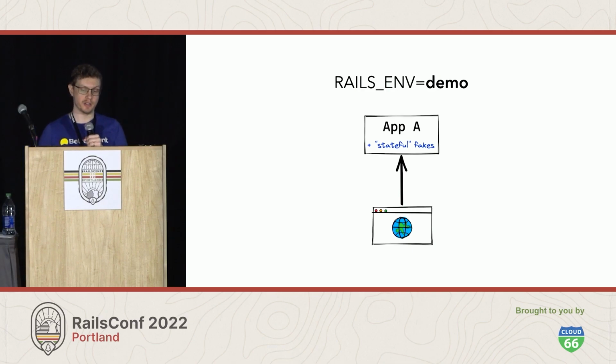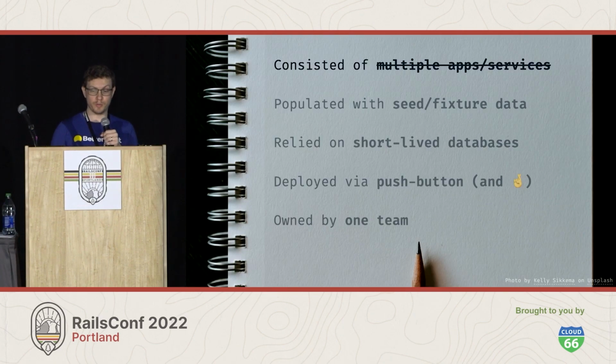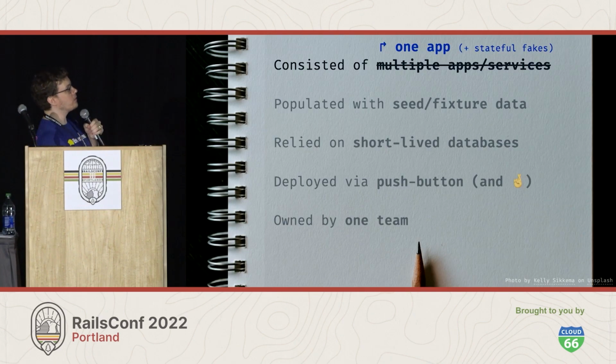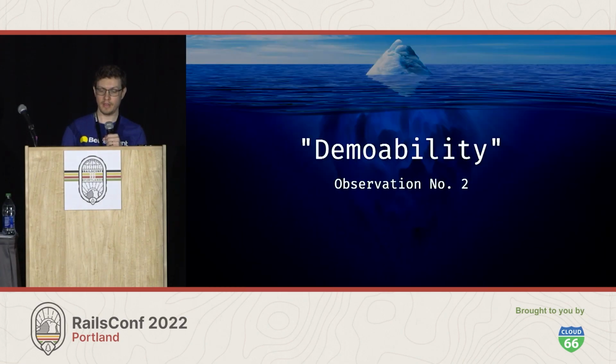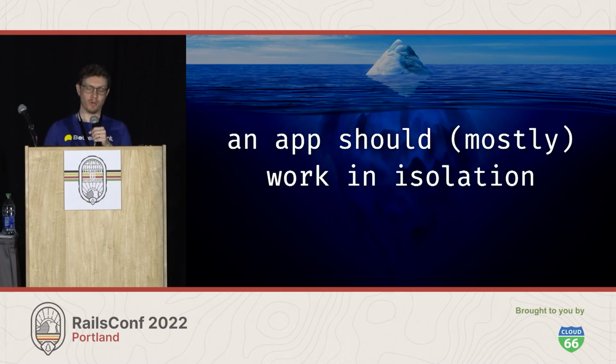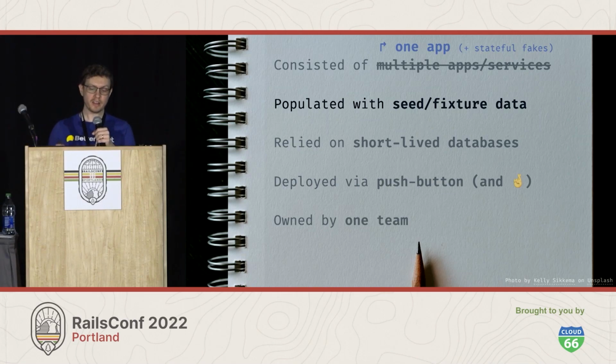We could demo our application in total isolation from any other apps and services. And so instead of deploying multiple apps, we had just one app with stateful fakes. And we'd also made our second observation in the iceberg of demoability, which is that an app should mostly work in isolation. It might need some massaging at the system boundaries, but if we want an app to be easily demoable, it should mostly make sense on its own. And thankfully, ours did. So next, we focused our attention on the way that we populate the demo data and accounts. And so we crossed that out too.